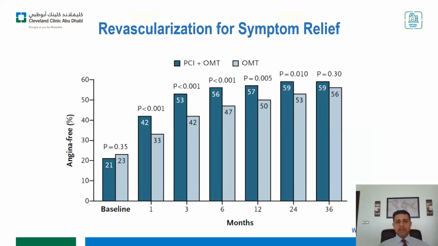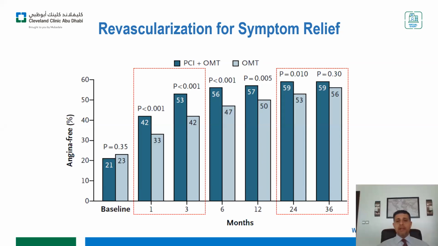How about prompt symptom relief? Again, this is an argument used in favor of coronary revascularization, and data from the COURAGE study shows that there were 25% more patients in the PCI arm who were angina-free after revascularization compared to optimal medical therapy. However, when you look at 2 and 3 years, this difference between the two arms diminishes and is ultimately gone, perhaps related to gradual improvement in quality of life in patients randomized to optimal medical therapy.